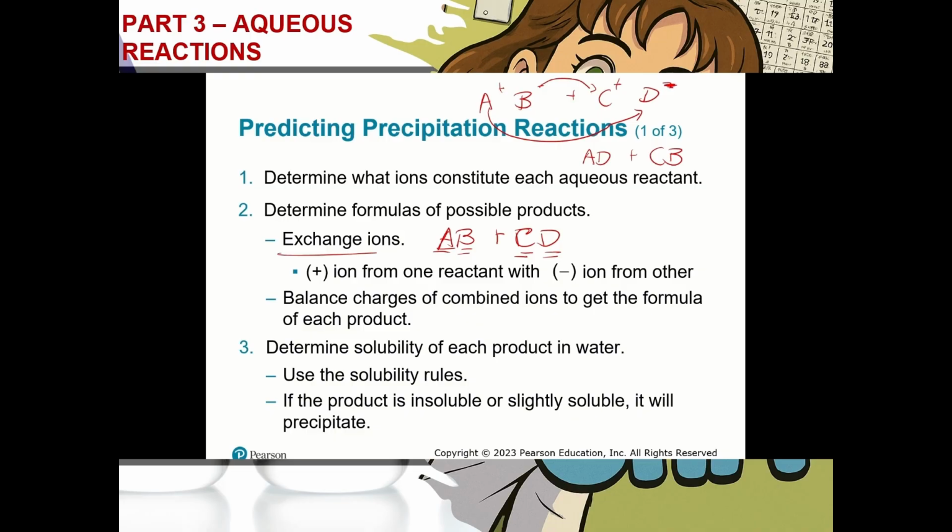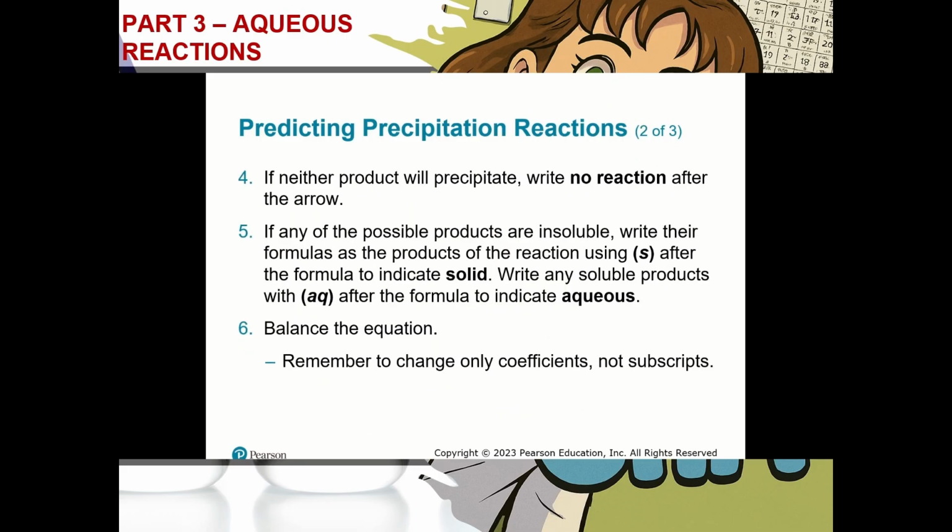Then you balance the charges and write the correct formulas. You always need to balance the charge. Remember, the sum of the charges must be 0. Then you use solubility rules to determine if any product is not soluble. If a product is not soluble, it will precipitate. If both are soluble, write no reaction. And don't forget to balance the final equation using coefficients, not subscripts. Remember to change only coefficients.